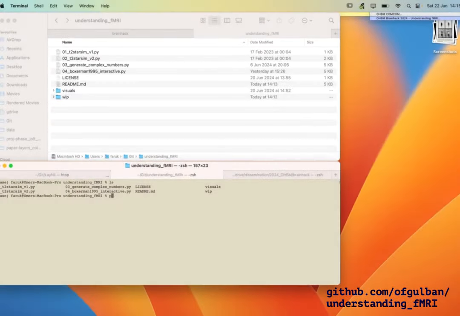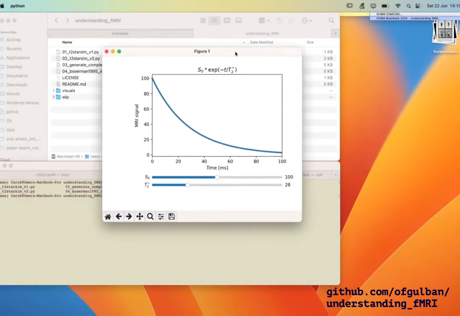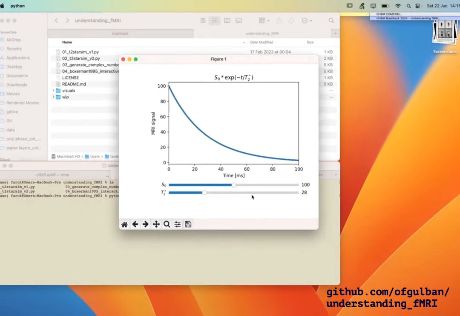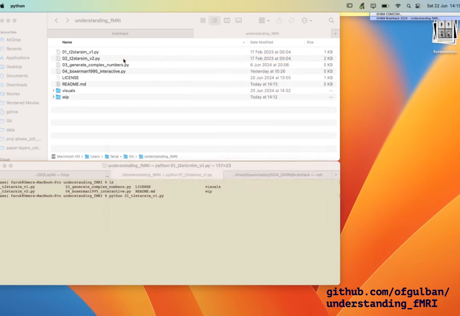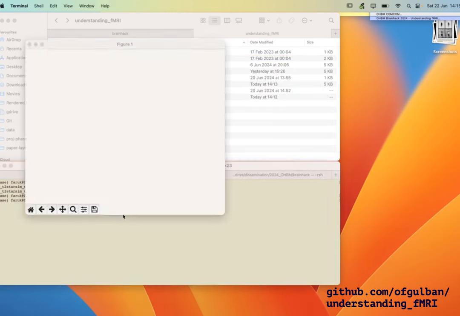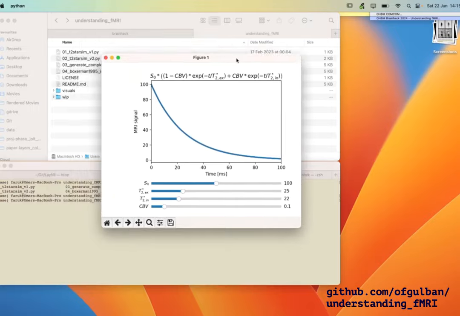For instance, we have created a bunch of simulations. These are straightforward Python scripts that allow you to play with the core fMRI signal equations. For instance, here you are seeing that we are manipulating the T2 star decay or transversal decay equation. And rather than looking at the formulations and equations in a PDF, we are basically playing with the parameters and maybe reaching an intuitive understanding of the T2 star signal decay.